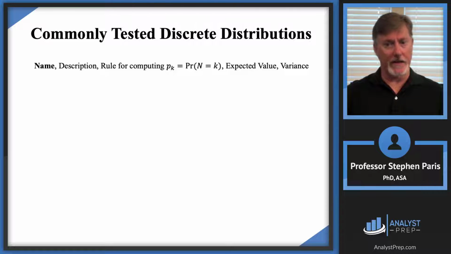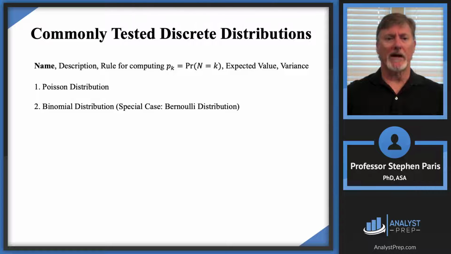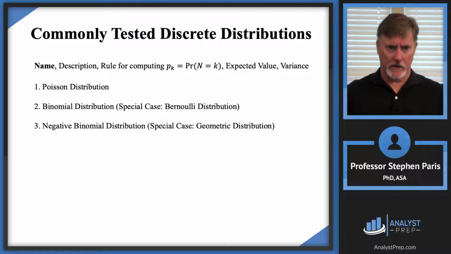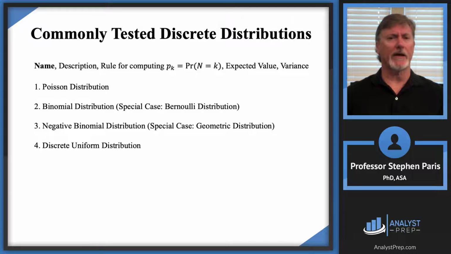So let's start with the names of these distributions. One is the Poisson distribution. Another is the binomial distribution, a special case of which is the Bernoulli distribution. Another is the negative binomial distribution, and a special case of that is the geometric distribution. We'll also have a discrete uniform distribution. We've already talked about that in a previous video, and I'll come back to that later in this video, but we've already talked about discrete and continuous uniform distributions.